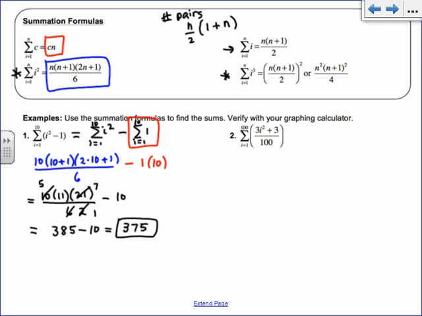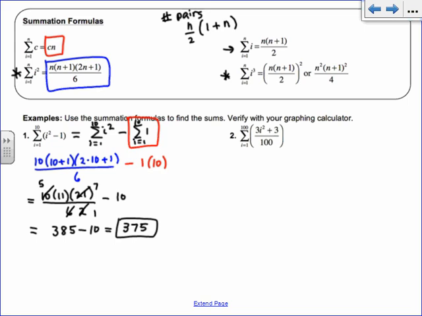So again, it would not be super hard to do this, listing out all of the terms. You only have 10 terms. It wouldn't take you that long, okay? But if it said from i equals 1 to 100, this is when you're using the summation formulas, okay? So there's an advantage to that. Now this does say verify with a graphing calculator, so I'll do that in just a second.